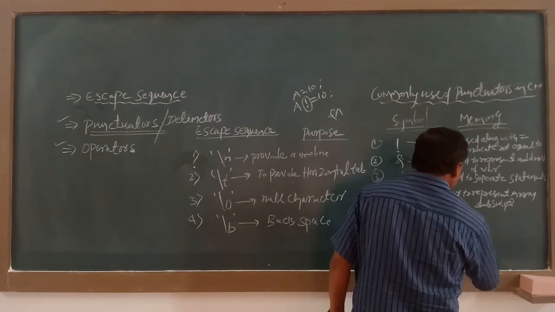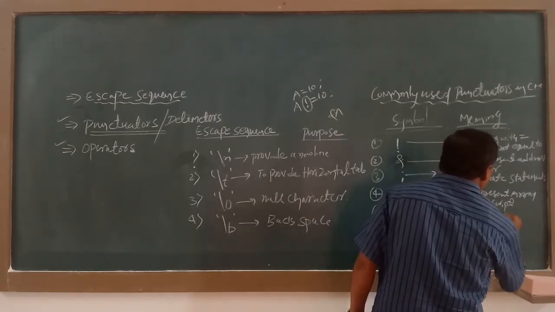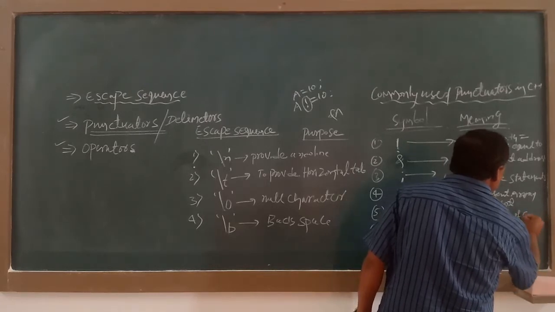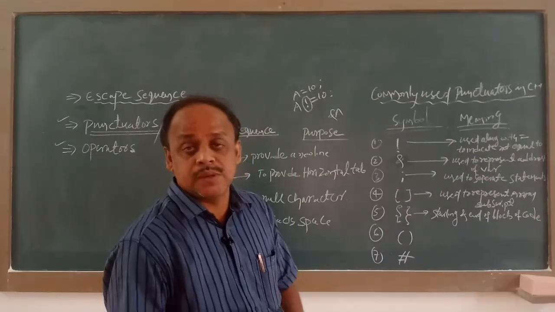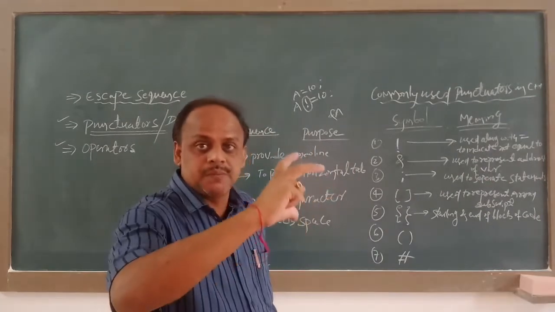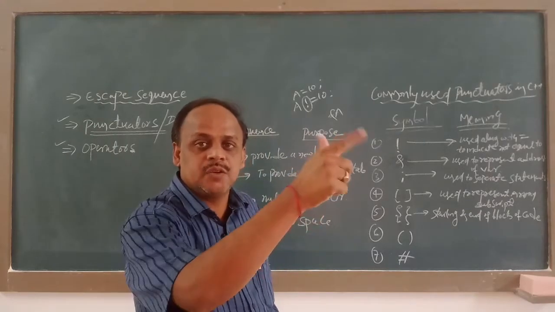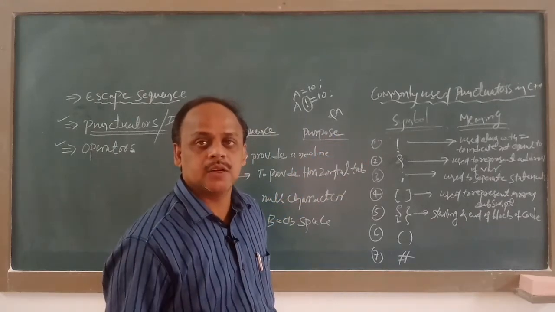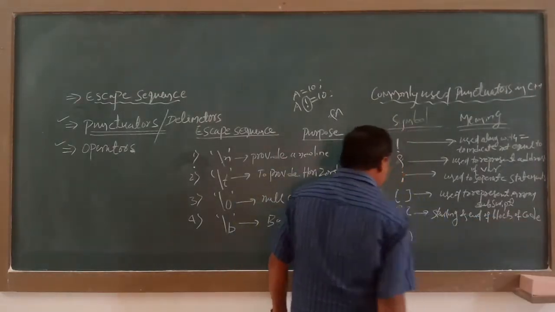Starting and end of block of code. Suppose we have to group some sentences, that group is placed within the open flower bracket and closed flower bracket, right? Starting and ending of block of code.